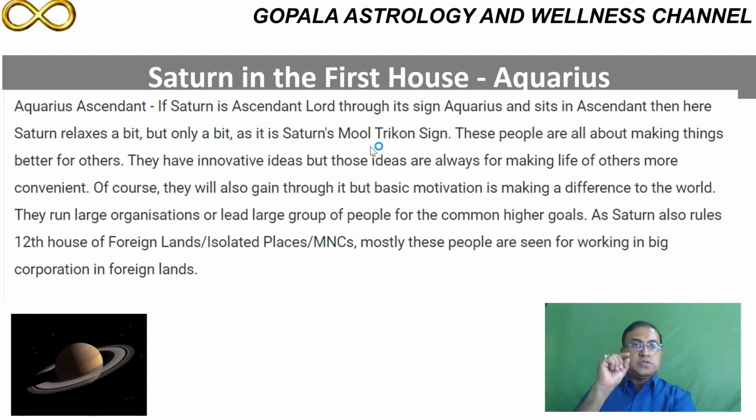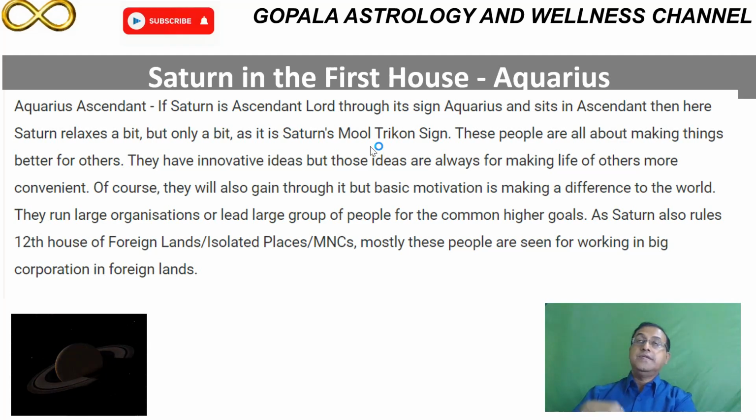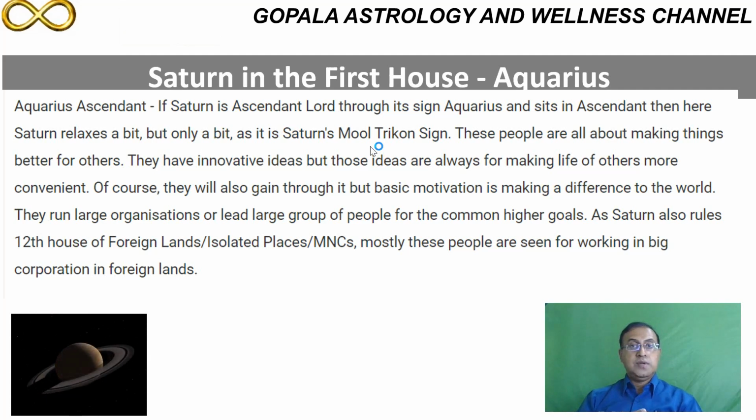So, as Saturn rules the 12th house of foreign lands, these people may get into isolated places, they may work in research labs, MNCs, and big corporations in foreign lands, and they will be highly respected by foreigners as they contribute and add value to those multinational companies. So Saturn in the first house in Aquarius is an extremely powerful position for R&D, research work in various sciences. So they make a lot of innovations.